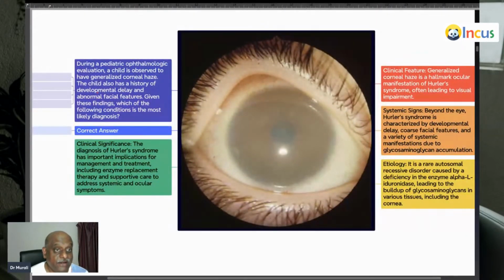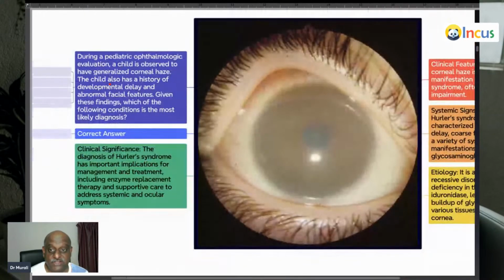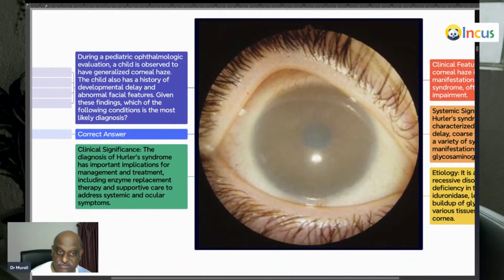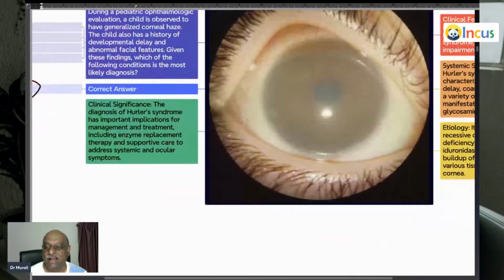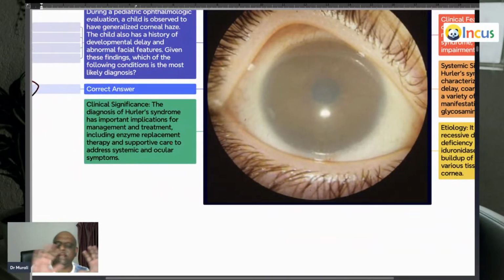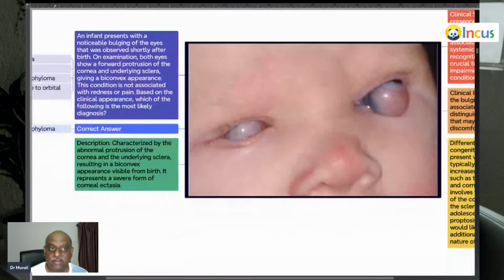During a pediatric ophthalmic examination, there is a generalized corneal haze. There is a developmental delay. Abnormal facial features. In addition to this, what is the likelihood? It is Hurler syndrome. Hurler has an opacity of the cornea. Hunter has a clear cornea. That is the differentiation between the two.